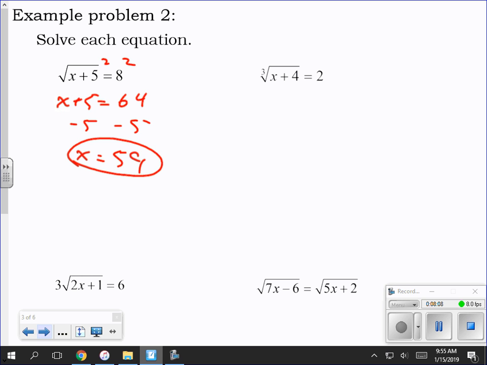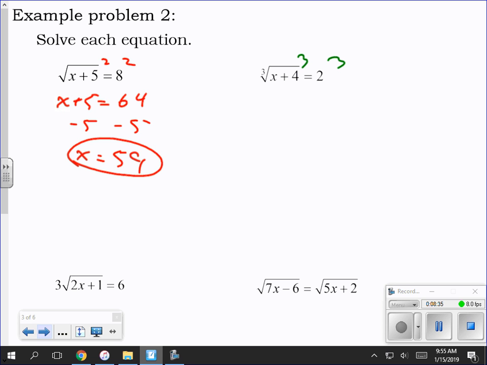Cube root of x plus 4 equals 2. Cube roots can equal negative numbers. Just because you get a negative in there doesn't mean it doesn't work. However, we still want to check. So I have a cube root. I'm not going to square both sides, I'm going to cube both sides. Whatever the radical is, I have to do the inverse. So I cube both sides.